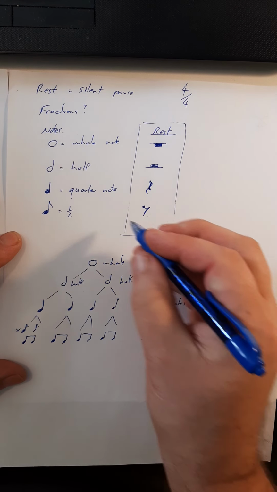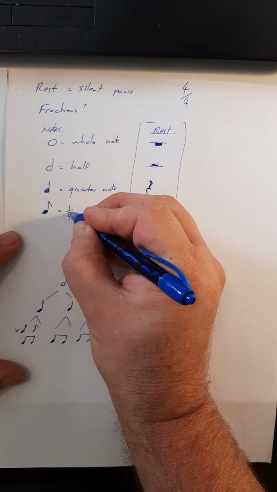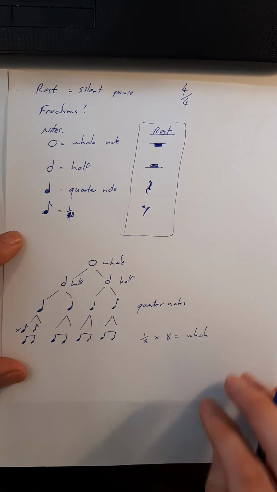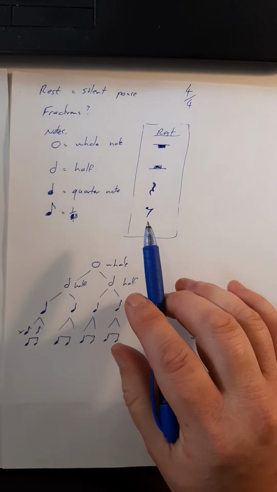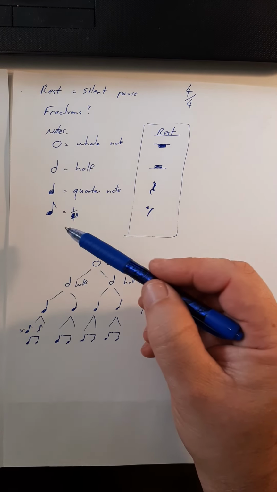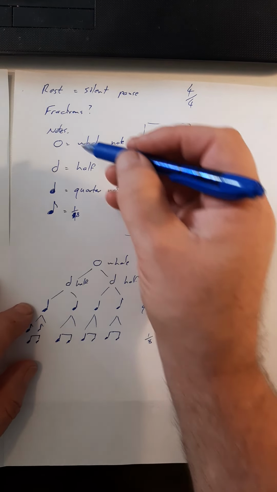So same values over here. It should be an 8th. Why did I write a 2? Okay, correcting myself on the fly. But you've got it over here: your rest values on this side, your note values on this side. And that's what happens with music.